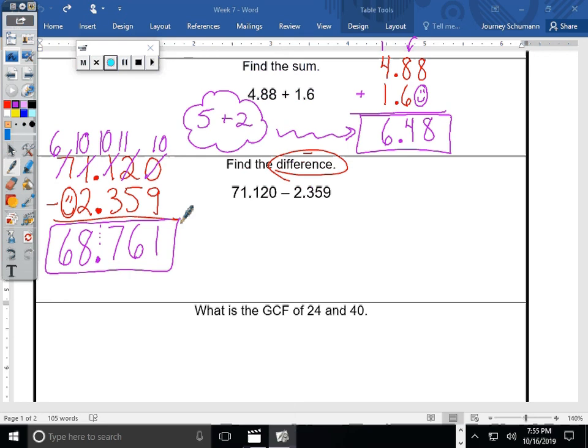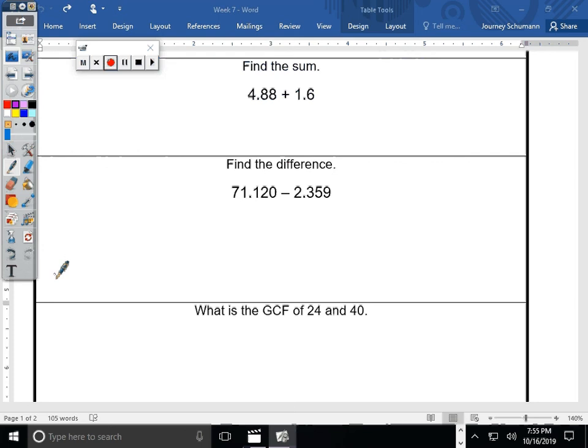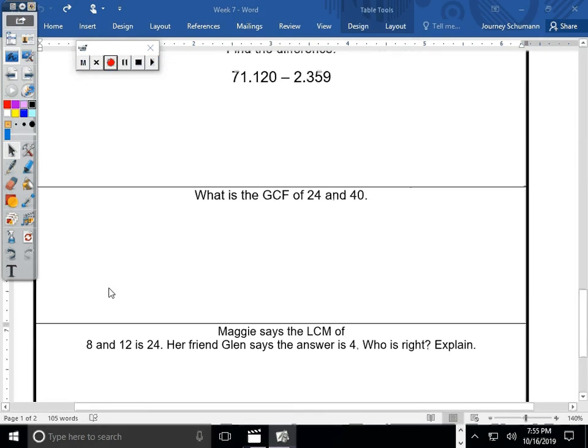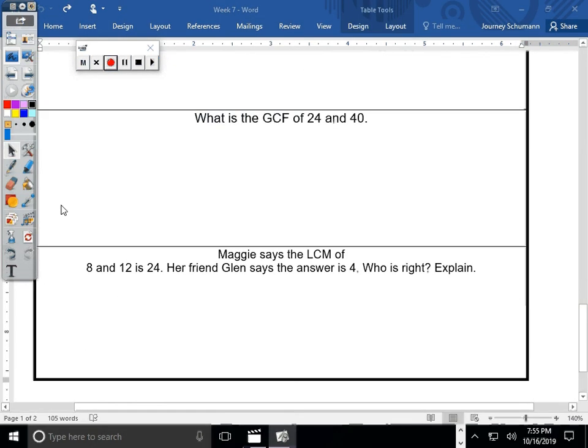Let's move ahead to the last problem. I think it's the last one, which asks for the GCF. And if you remember from last week, and also from your recent unit test, GCF stands for greatest common factor. Oh, there's more than one left. Okay. Greatest common factor really means the biggest number that divides into both of these. So I'm trying to break them into factors.